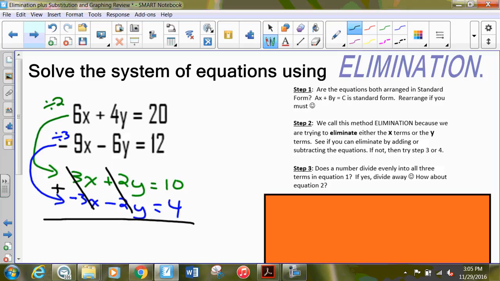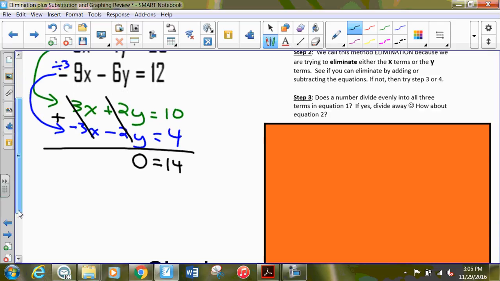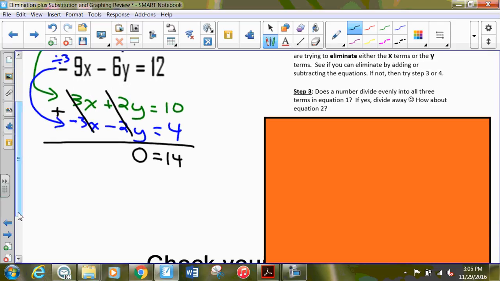When everything's gone, don't just leave it blank. Don't put a 1 there. When everything's gone, there's nothing left. And when there's nothing, the number that represents nothing is 0. 10 plus 4 is 14. And I have to ask myself when x and y leave the scene, is this a true statement? Does 0 equal 14? No. And so I find myself writing no solution.